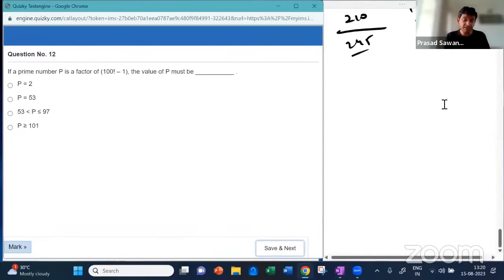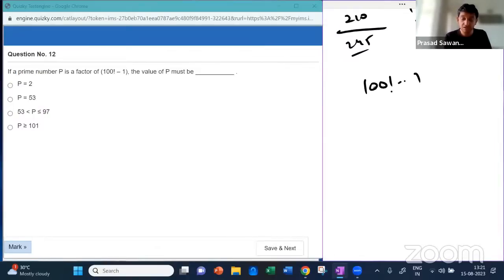P is a prime number, factor of 100 factorial minus 1, then P must be. P a prime number is a factor of 100 factorial minus 1. ठीक है, अब y 100 factorial, उसके लिए तो कुछ बोल नहीं सकते ना. P is a prime number, is a factor of 100 factorial minus 1. So let's say I'm talking about 5 factorial minus 1.